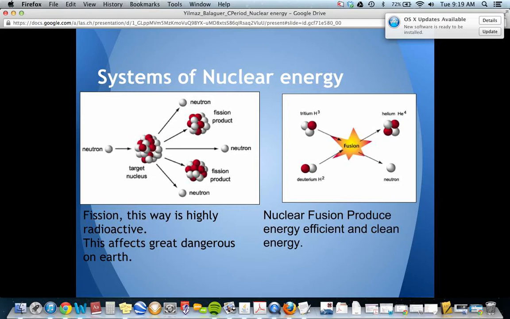Fission is the dangerous one, because when we get this energy it is a bit dangerous because of the nuclear effect. But fusion is the new formula of nuclear energy, it is safer and easier, and gets more powerful energy. That is the difference between them.